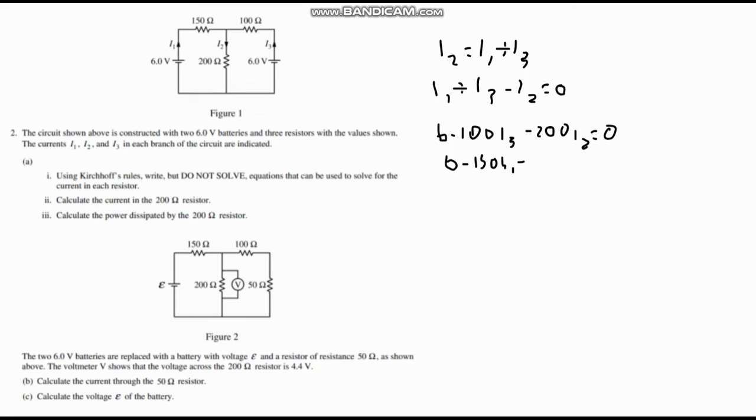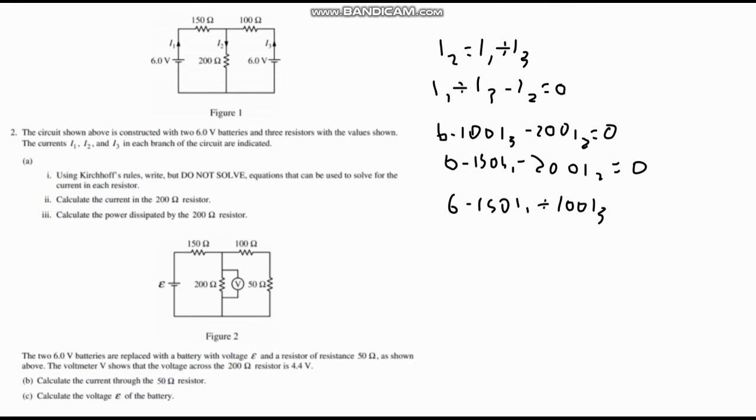and 6 minus 150 I1 minus 200 I2 equals 0, and the third one would be 6 minus 150 I1 plus 100 I3 minus 6 equals 0.